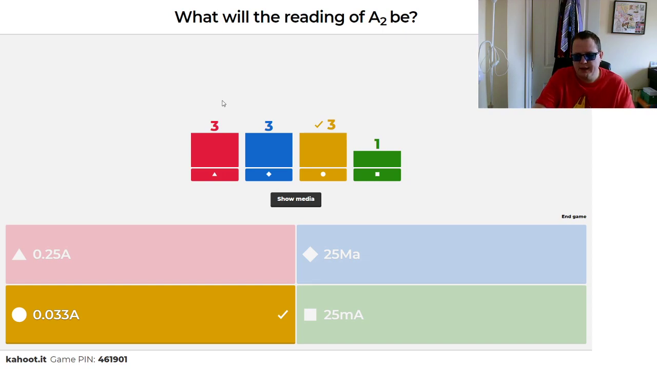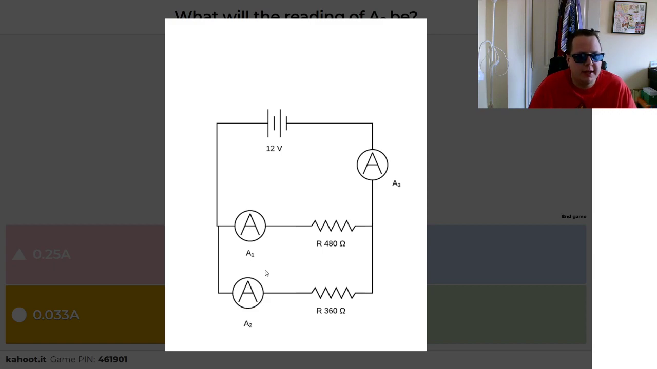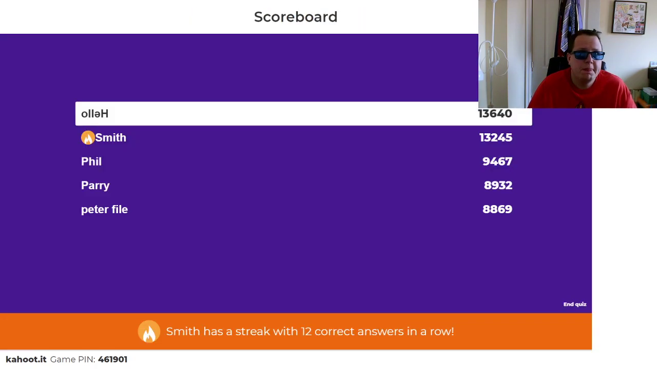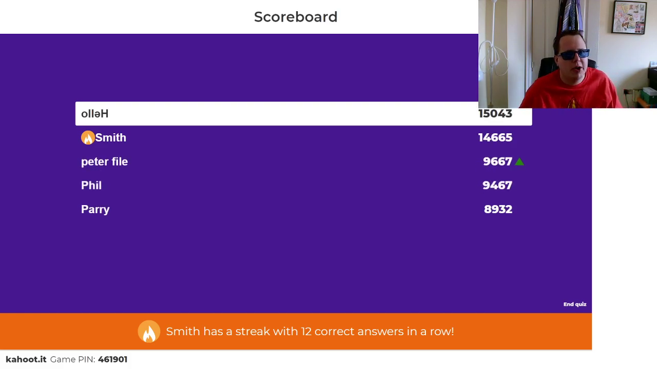Real mixed bag there. So it is 0.033 amps. Because A2 is this resistor. So we ignore this middle bit of the circuit and we do 12 divided by 360 and we get 0.03 recurring, which is that one rounded to two significant figures. What's that done to our scores? So well done Hello, well done Smith, well done Peter Fowler, top three now.